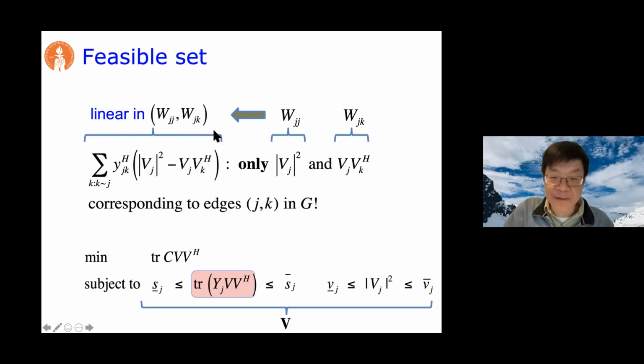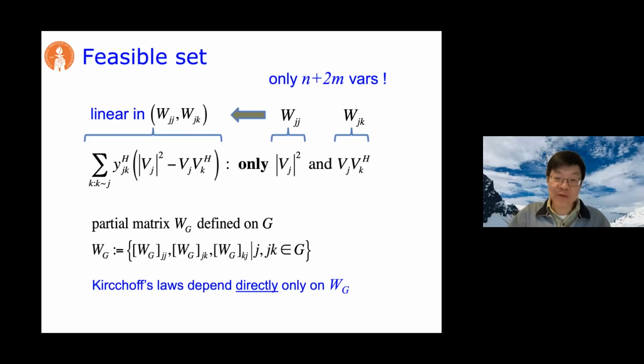Okay, that's fine. But the important thing is that for a sparse network, very few of the entries are involved in the matrix. So that's the idea, how we can exploit that. So there's only n plus 2m variables, where m is the number of lines, not n squared. So for a sparse network, n plus 2m can be much, much less than n squared. In order to exploit this sparsity, we need the concept of partial matrices and completions and so on.